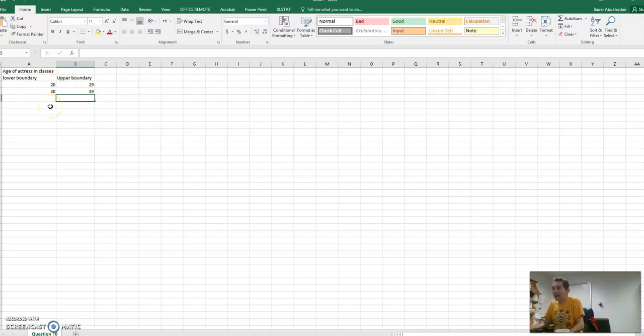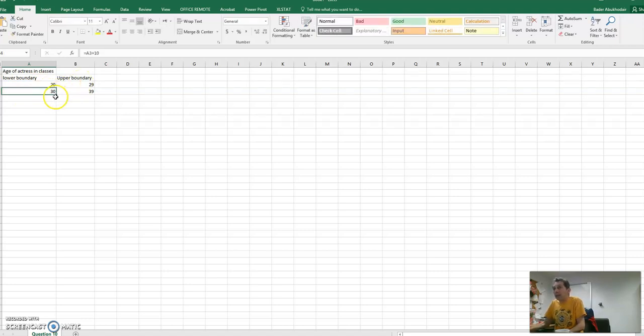So that's what we call a class width. It's a vertical. Class width, always remember, it's vertical, it's not horizontal. So the class width over here is 10, so I'm going to add 10 all the time. Instead of writing it manually 30, 40, 50, I can just do this. I can say 20 plus 10, so it is 30.